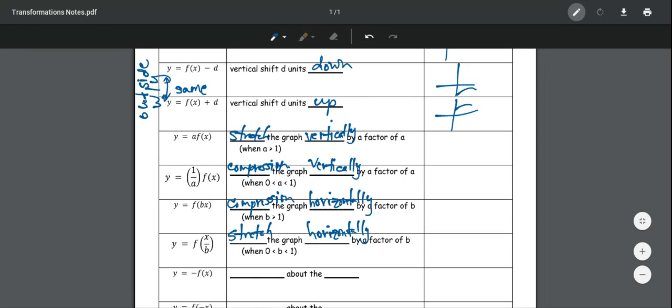Now, these are really weird when I'm drawing them. I'm going to do a quadratic graph for this. So if I stretch the graph vertically, okay, here's my regular x squared graph. If I stretch the graph vertically, I pull it up and it makes it more narrow, okay? And if I compress the graph vertically, it's like I push down on it, and so it makes it wider.